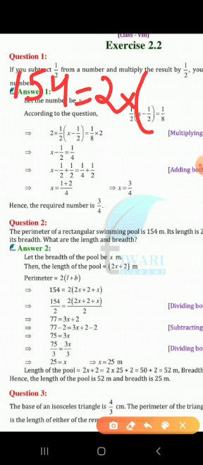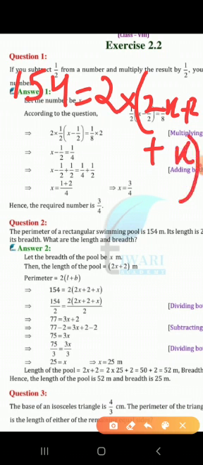So L is 2x plus 2. We have taken it as 2 into (2x plus 2 plus breadth). Breadth we have assumed x. So length plus breadth: breadth was x and length is 2 more than twice of breadth, so 2x plus 2. Simply we have to solve.